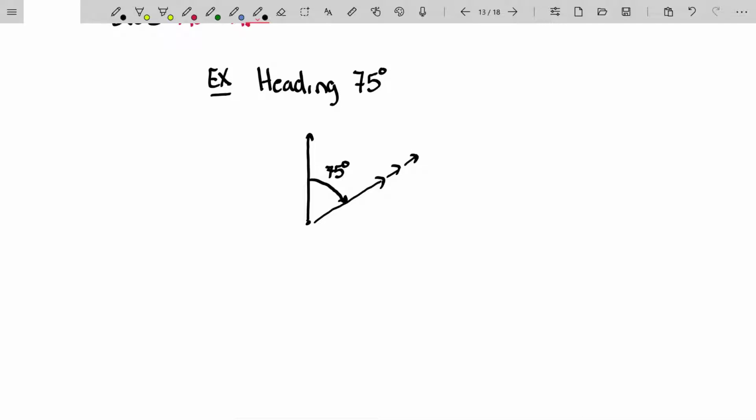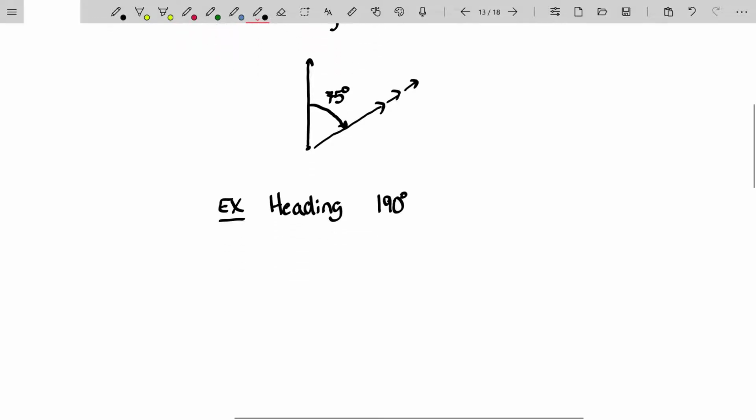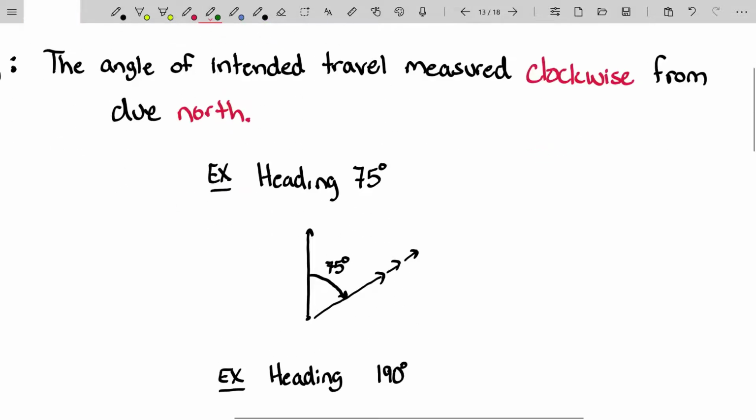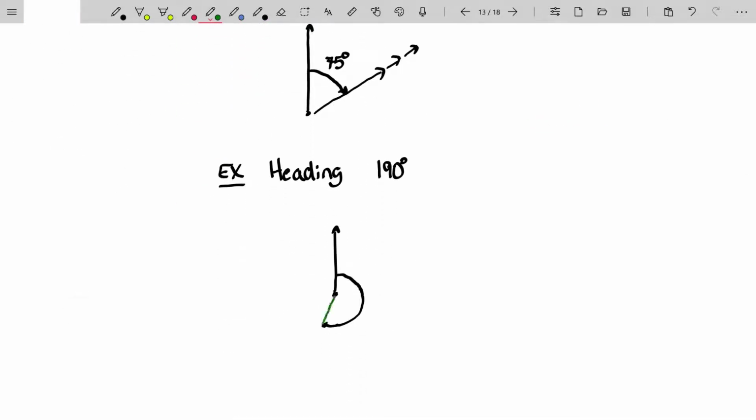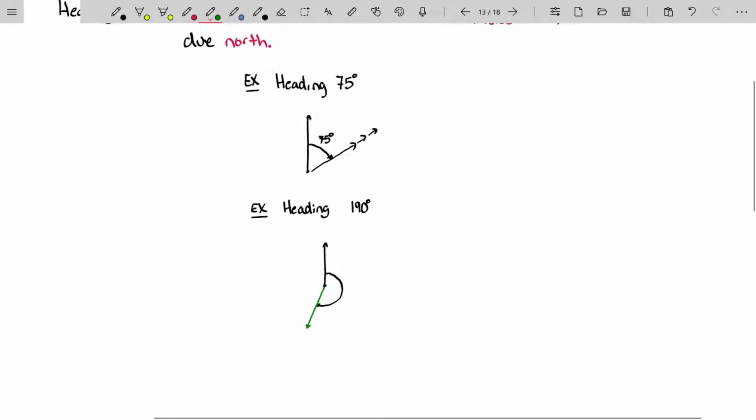And so you could have things like a heading of, let's do something slightly large, like 190 degrees. Again, you start by facing due north, and you'd rotate clockwise past 90, past 180, until you're facing 190 degrees, which is actually somewhat southwesterly. So that is what heading is.